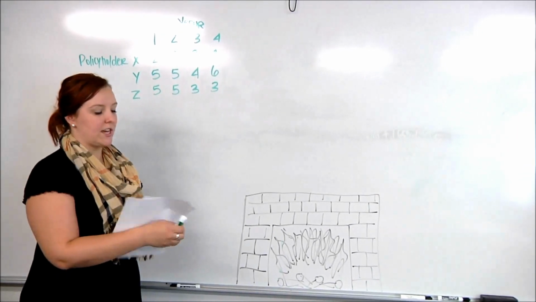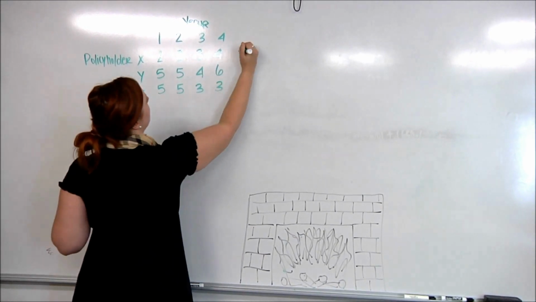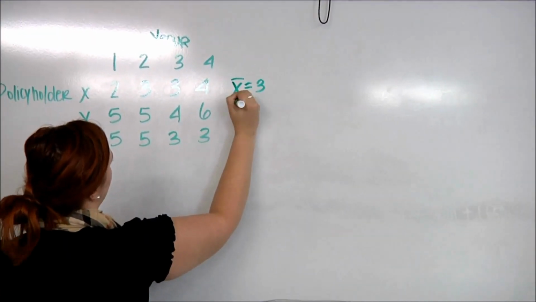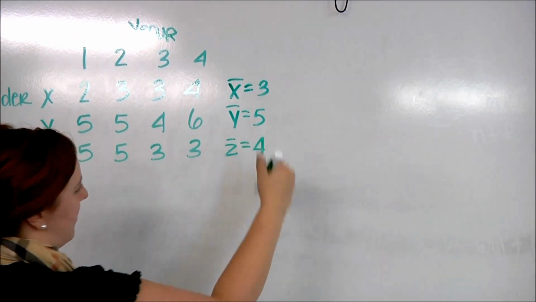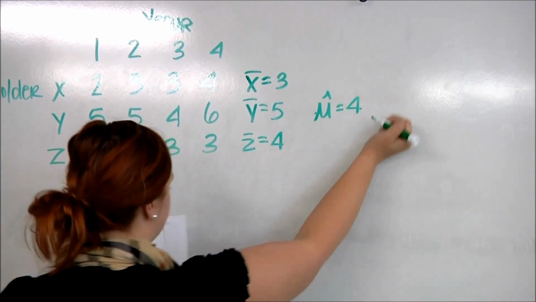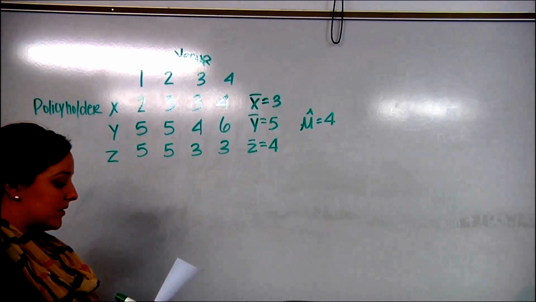So we start off just like he did by finding the means for each of the policyholders. These are all pretty simple. X bar is equal to 3, Y bar is equal to 5, and Z bar is equal to 4. And then the overall mu hat is equal to 4. So now we'll go ahead and calculate the variances for each of the policyholders.